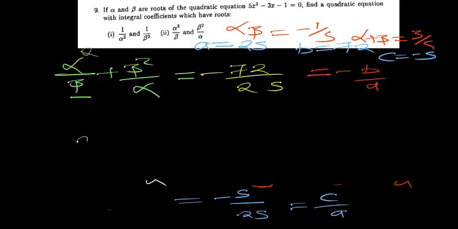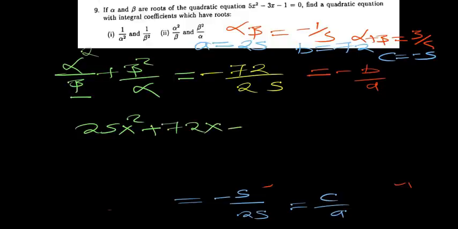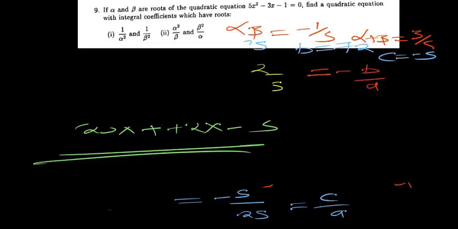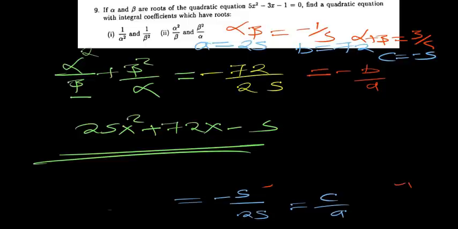So we can now come up with an equation at this point. Our equation therefore is ax squared minus bx plus c, where a is 25, b is positive 72x, and c is negative 5. So that is our equation there. Okay, so that's how you go about that kind of question, and that's where this question ends.